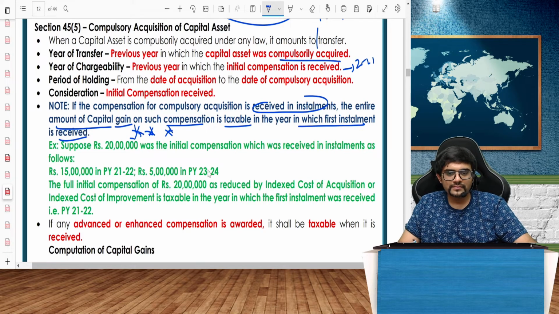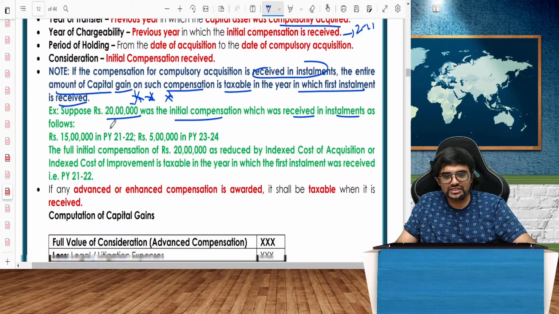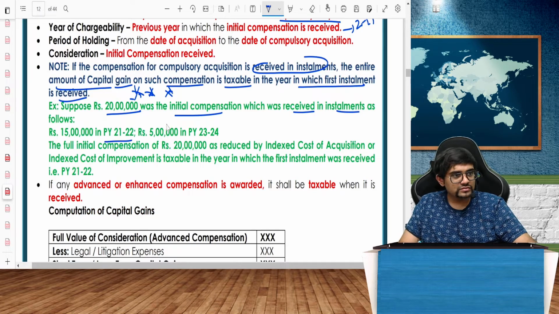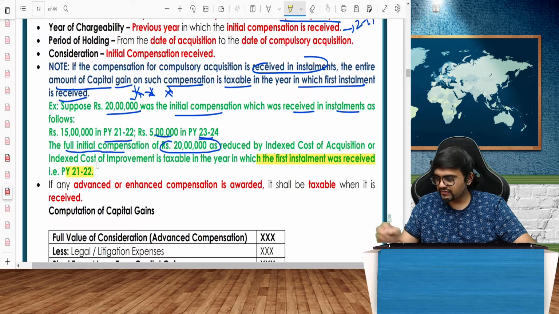Important. Suppose 20 lakhs is the initial compensation received in installments as follows. 15 lakh was received in year 21-22, and 5 lakh was received in 23-24. The full compensation of 20 lakh will be charged in the year the first installment was received. Previous year 21-22. Got it?